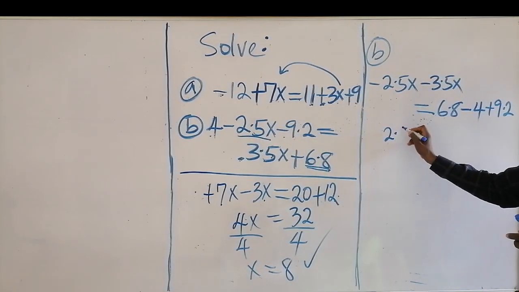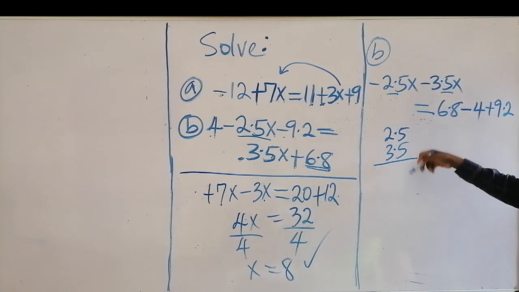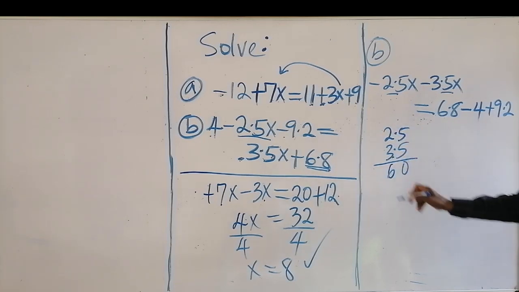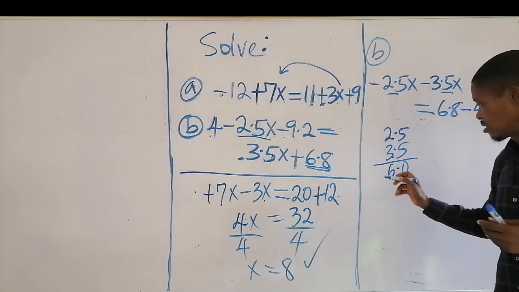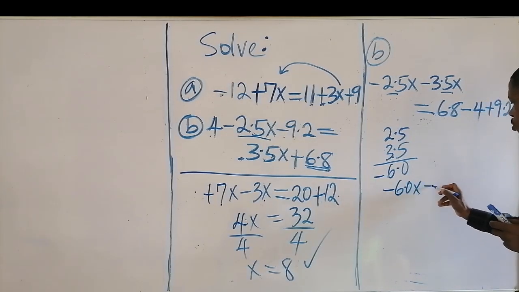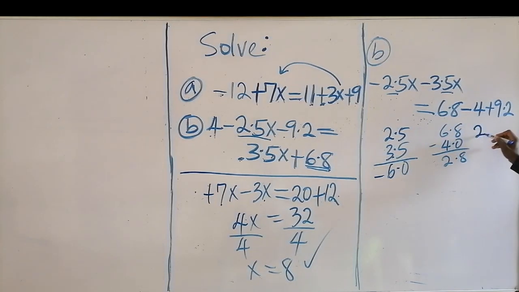So 2.5 and 3.5. When you are adding negatives, you do it as if you are doing plus. So this is 0, and this is 2 plus 3, that's 5, and the one here, that's 6. You do it as if you are adding, but the minus stays negative. So you have minus 6.0x equal to 6.8 minus 4.0, that's 2.8. So 2.8 plus 9.2, that's 12.